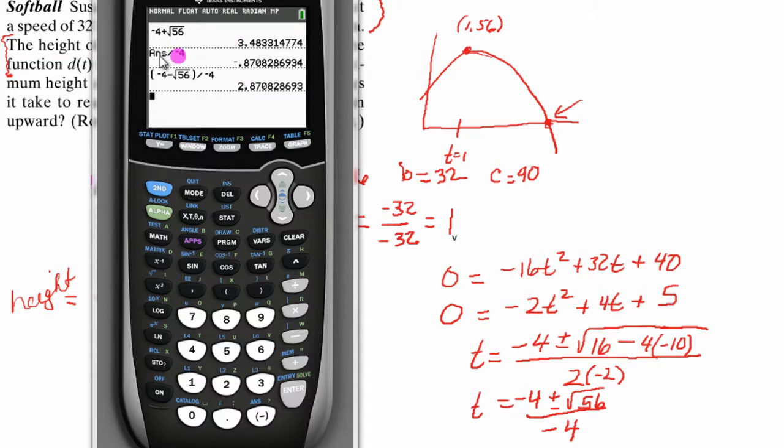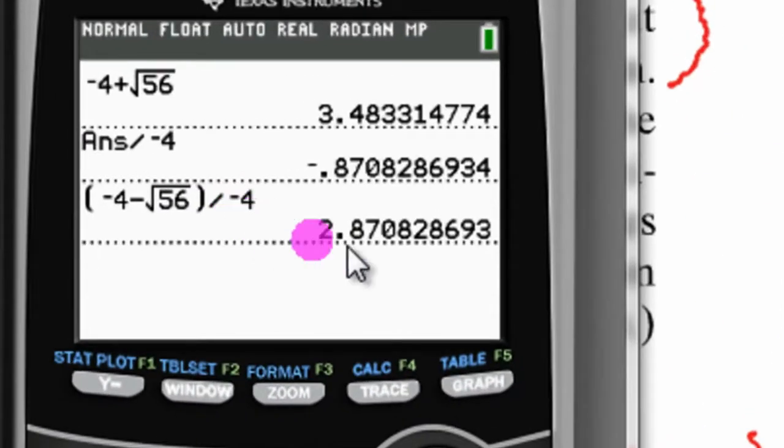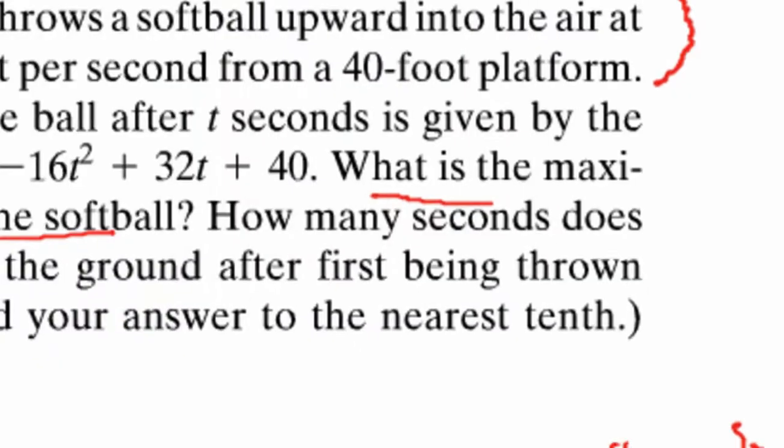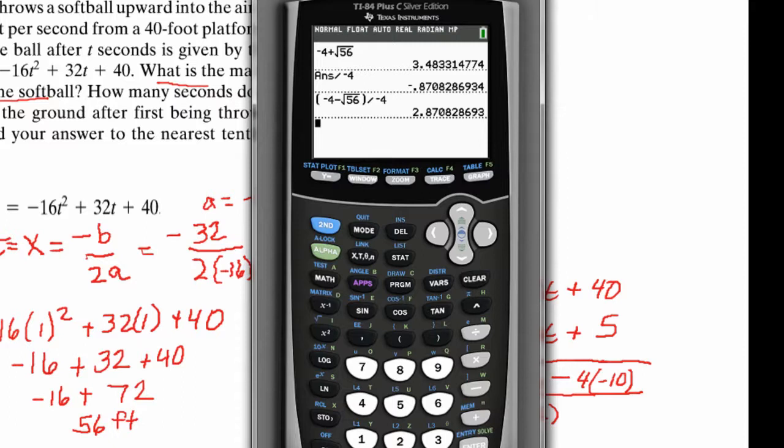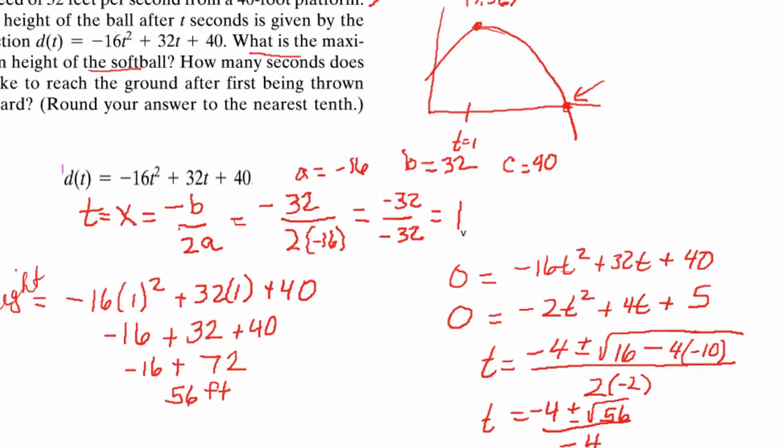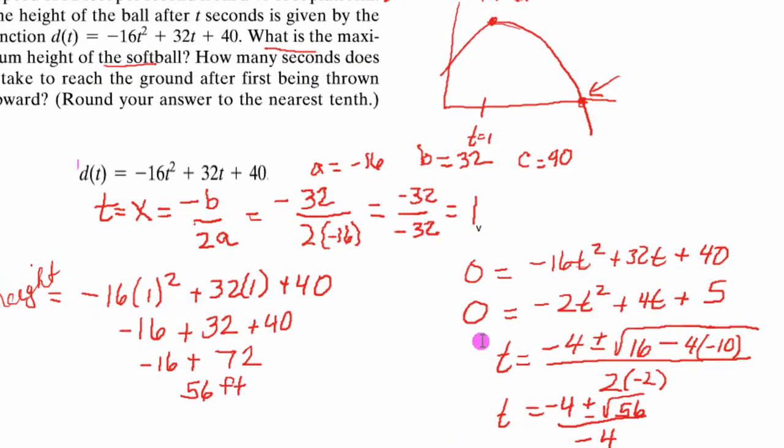So we're not going to use that answer, and we're going to come to this one, which is negative, and this time I used parentheses to do it all in one step. Negative 4 minus square root of 56 divided by negative 4. And now I got 2.87. And since they want the answer in one decimal place, then we round up to 2.9 seconds. So the answer to part 2, t equals 2.9 seconds.